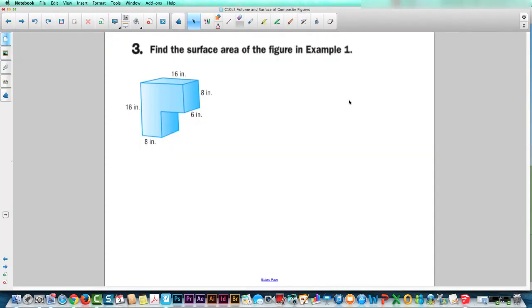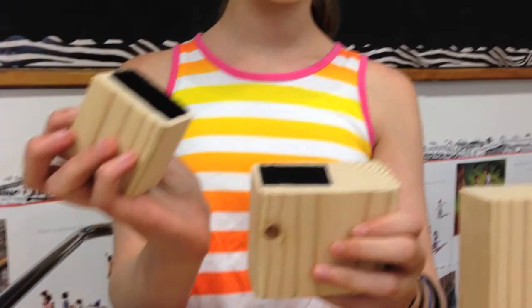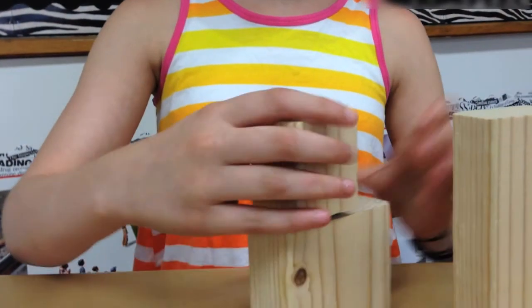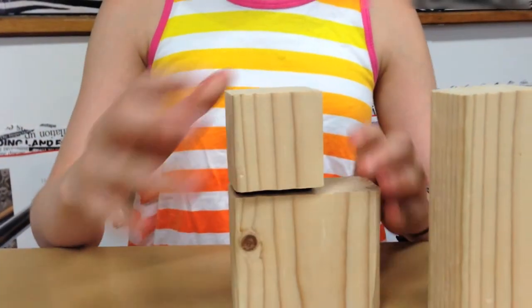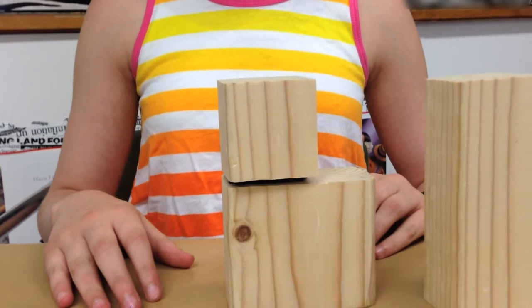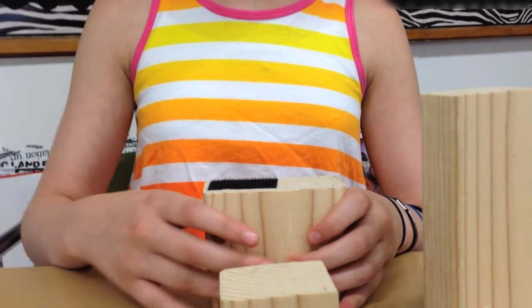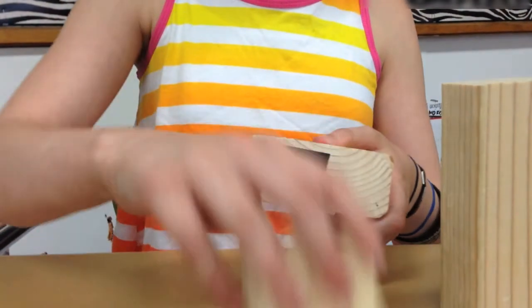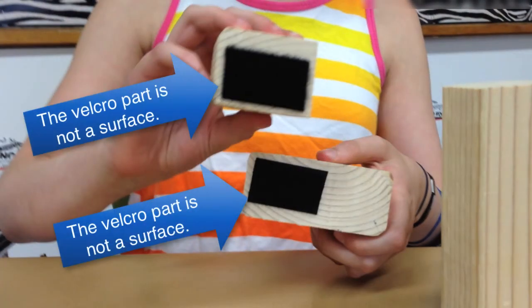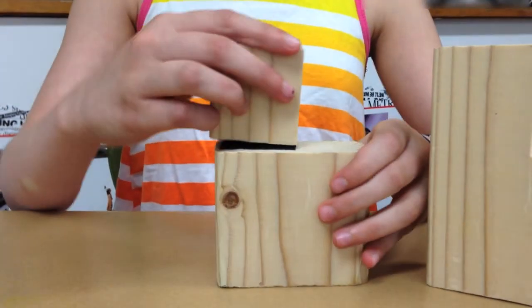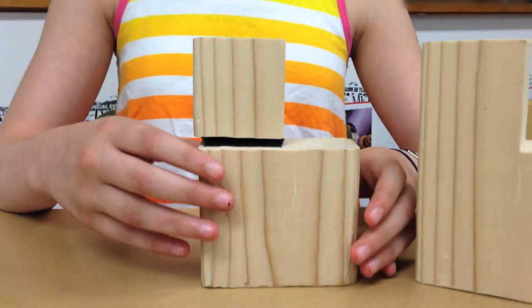Let's use wooden blocks again to help us visualize this. When finding volume, you can decompose the two solids and find the volume of each one separately. But that doesn't work when doing surface area. You can't decompose the two solids and find the surface area of each solid. The reason is because you would be counting too much. See that Velcro part? That would be counting more surface area. So we've got to do it a different way. You can see that when they're put back together again, they're not part of the surfaces.